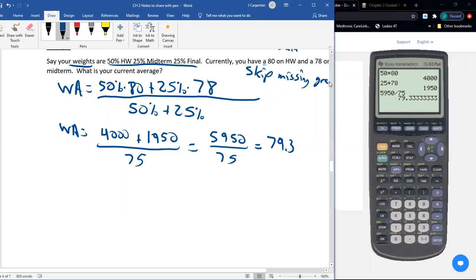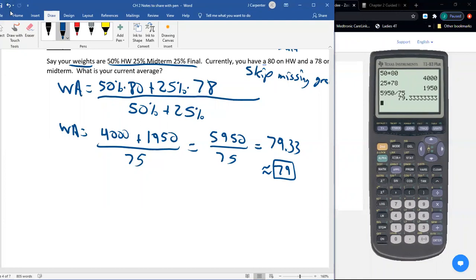And it's 0.33333. I could write 0.33 if I wanted to, or 0.3, or 0.3 bar, whatever your math lab tells you to round to if this was an actual assignment. In terms of your actual grade, we know teachers only deal with the whole numbers, so your grade would be a 79. So that's our weighted average.